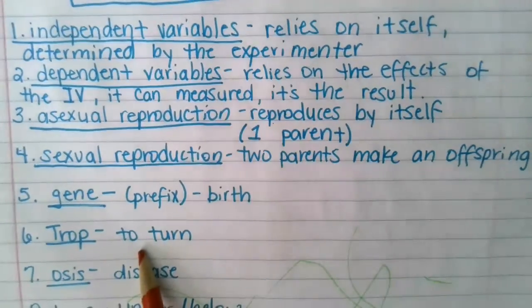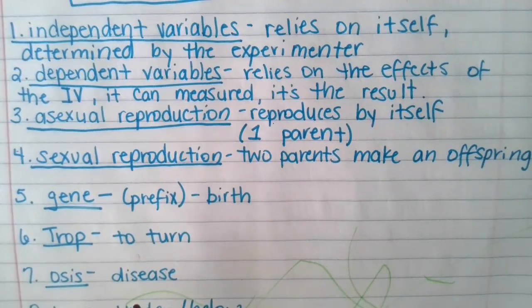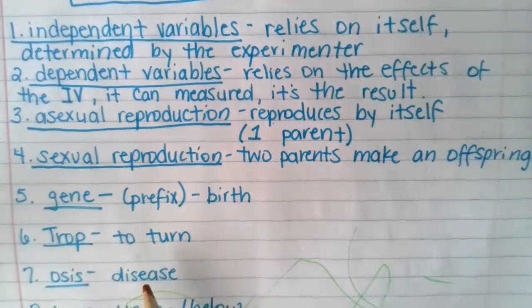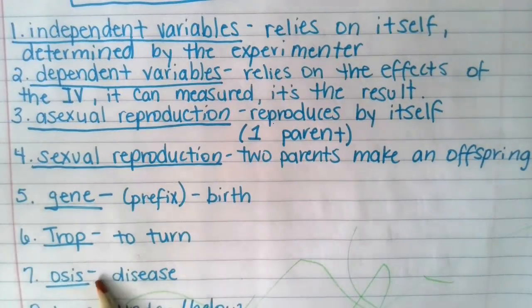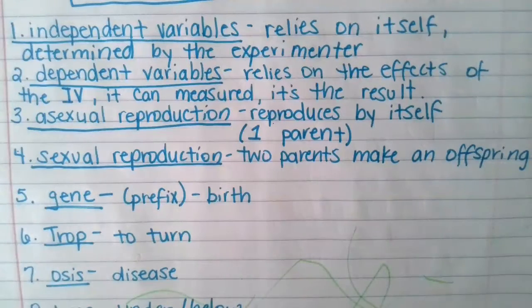Trope means to turn. So a heterotroph turns food into energy. We are, yes. Osis. Osis means disease. We've done it. We have on the Blicket, yes.